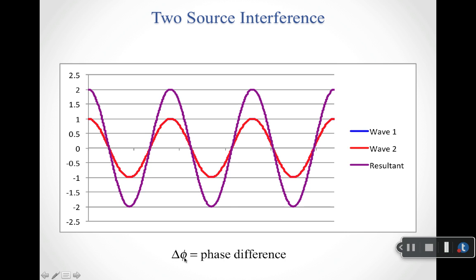So basically what this comes down to is that what I'm going to care about is the phase difference. The phase difference when we're dealing with waves we usually denote by delta phi. So this is the phase difference. It tells me the relative phase between my two waves, and I'm going to care about that when I go to add them up.